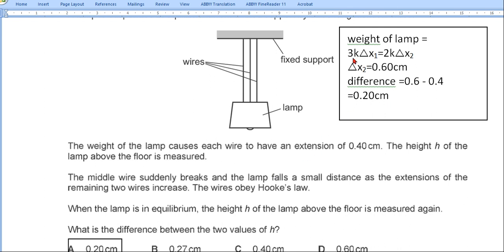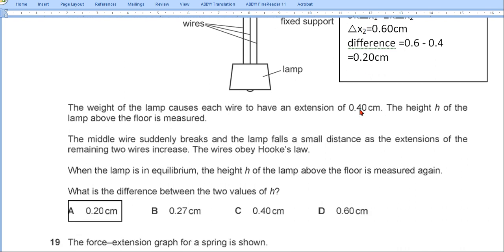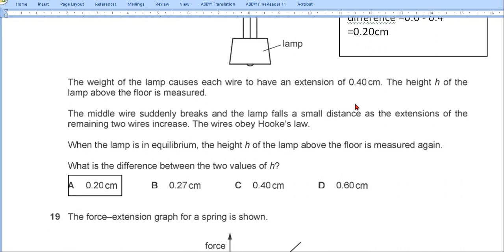So first of all, according to Hooke's law, the force is k times extension for each wire. When we have 3 wires, the force is 3 times k extension. So the weight of the lamp equals this. On the other side, when one wire breaks, we have now 2k delta x2, and from this relation we can find delta x2 and find the difference, 0.20. So answer is A.